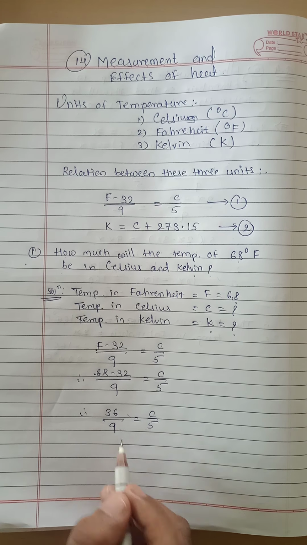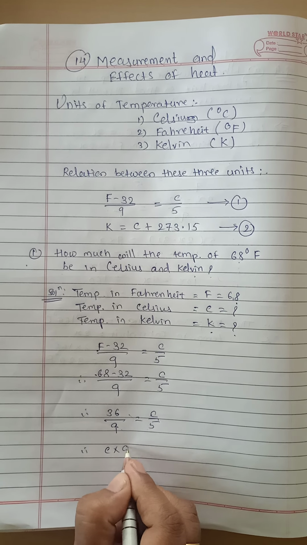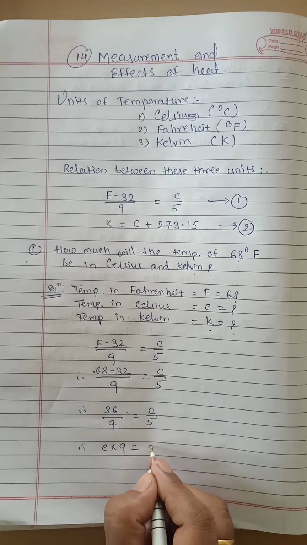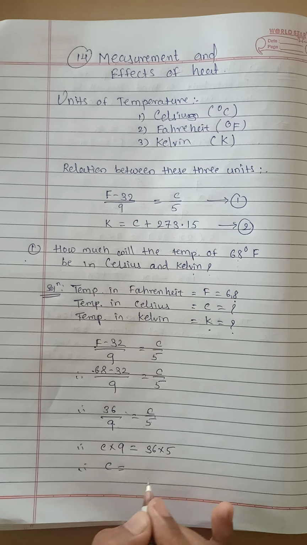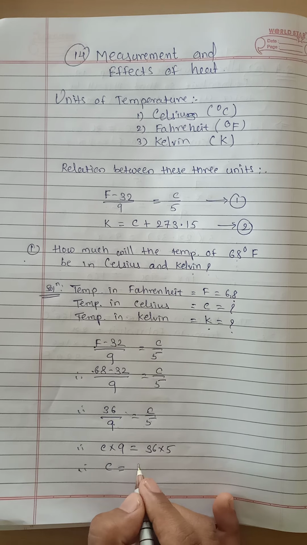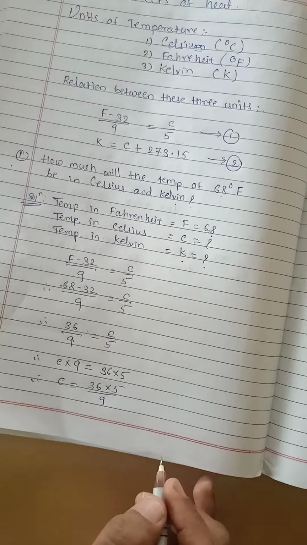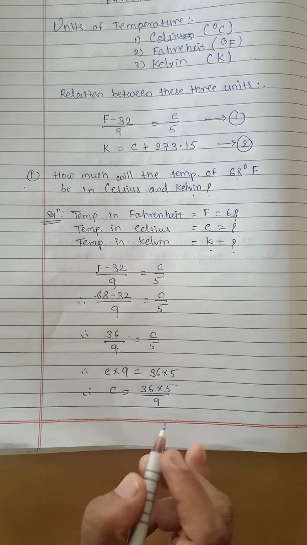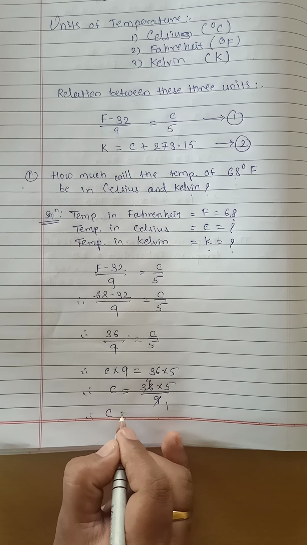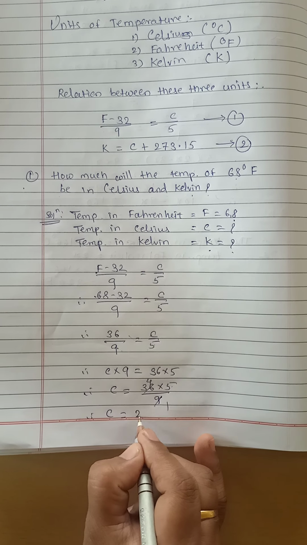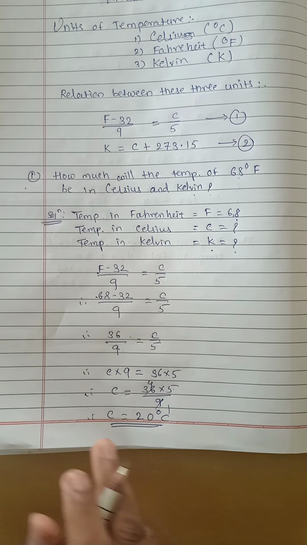Now we will cross multiply these numbers. Therefore, C into 9 is equal to 36 into 5. Now 9 is multiplying to C, so this will get divided on the other side of the equal to sign. Now we can cancel this. 9 ones are 9, 9 fours are 36. Therefore, C is equal to 4 into 5, that is 20 degrees Celsius. This is the value of C.